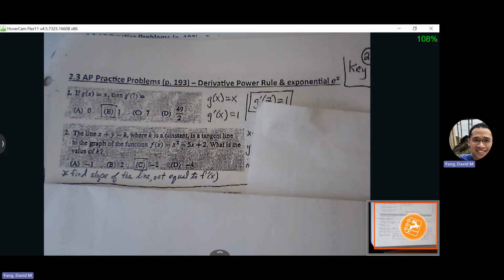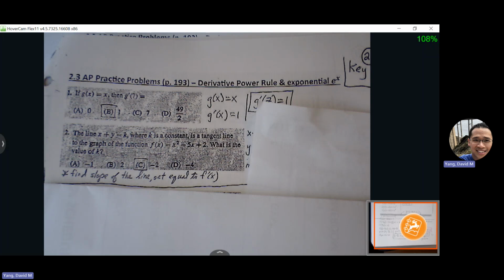Now, tangent means that there's something special about that word. It means that this line is going to share something with this graph, right? What is it going to share with the graph? It shares a point, and it shares something else. Slope. Yeah, it shares a point and it shares slope.